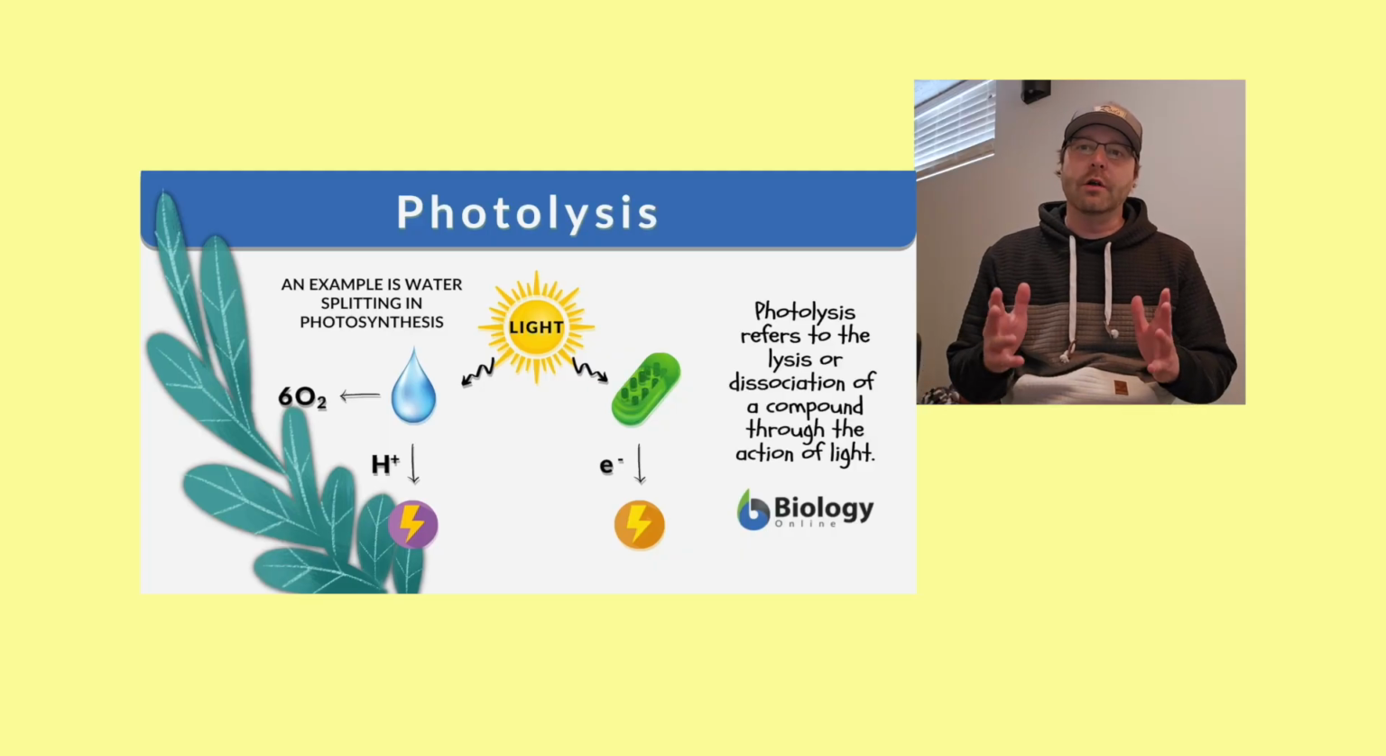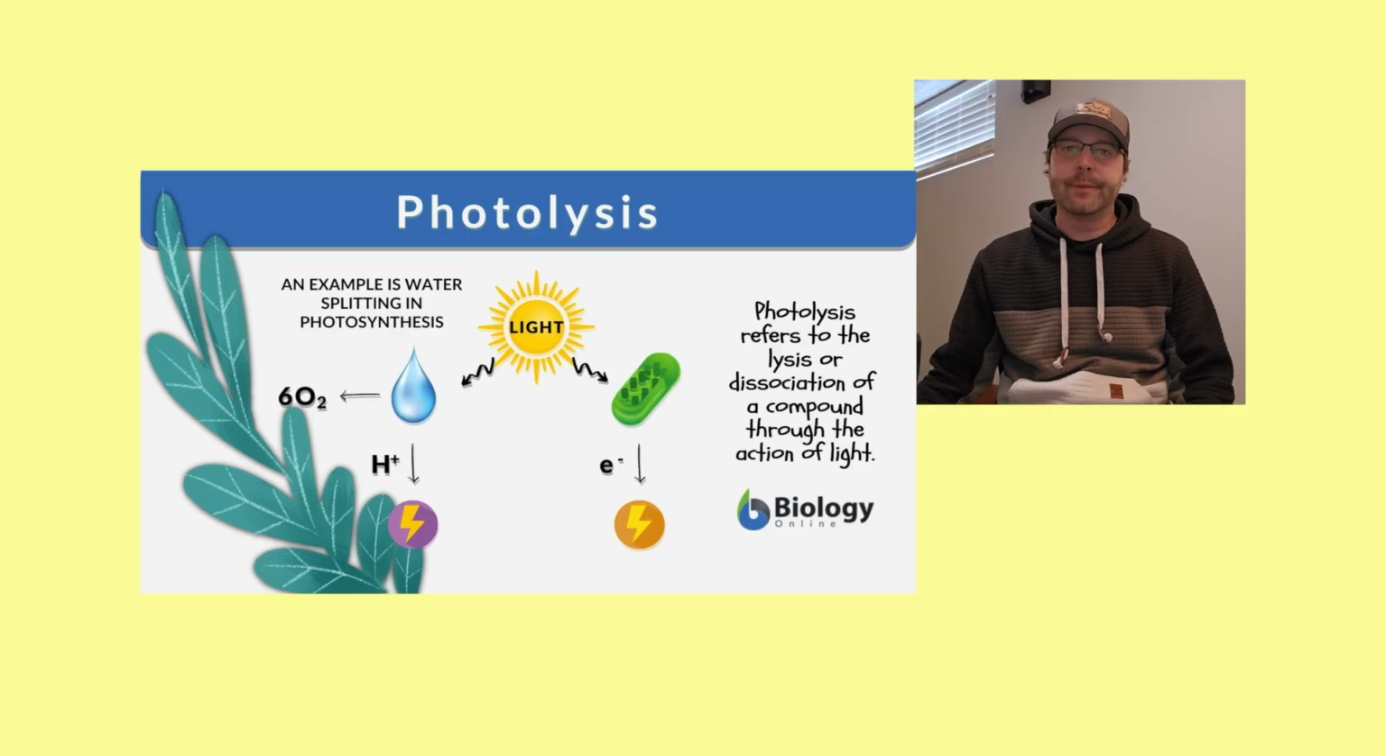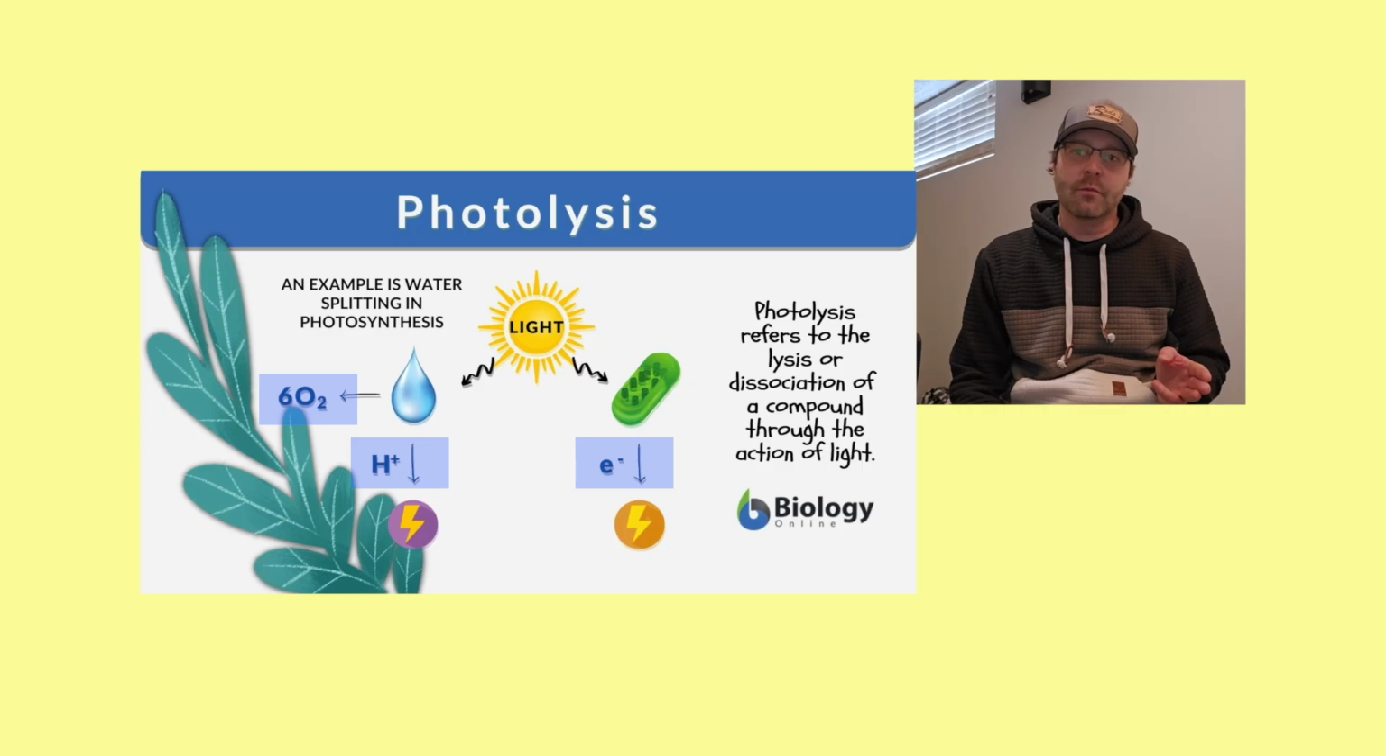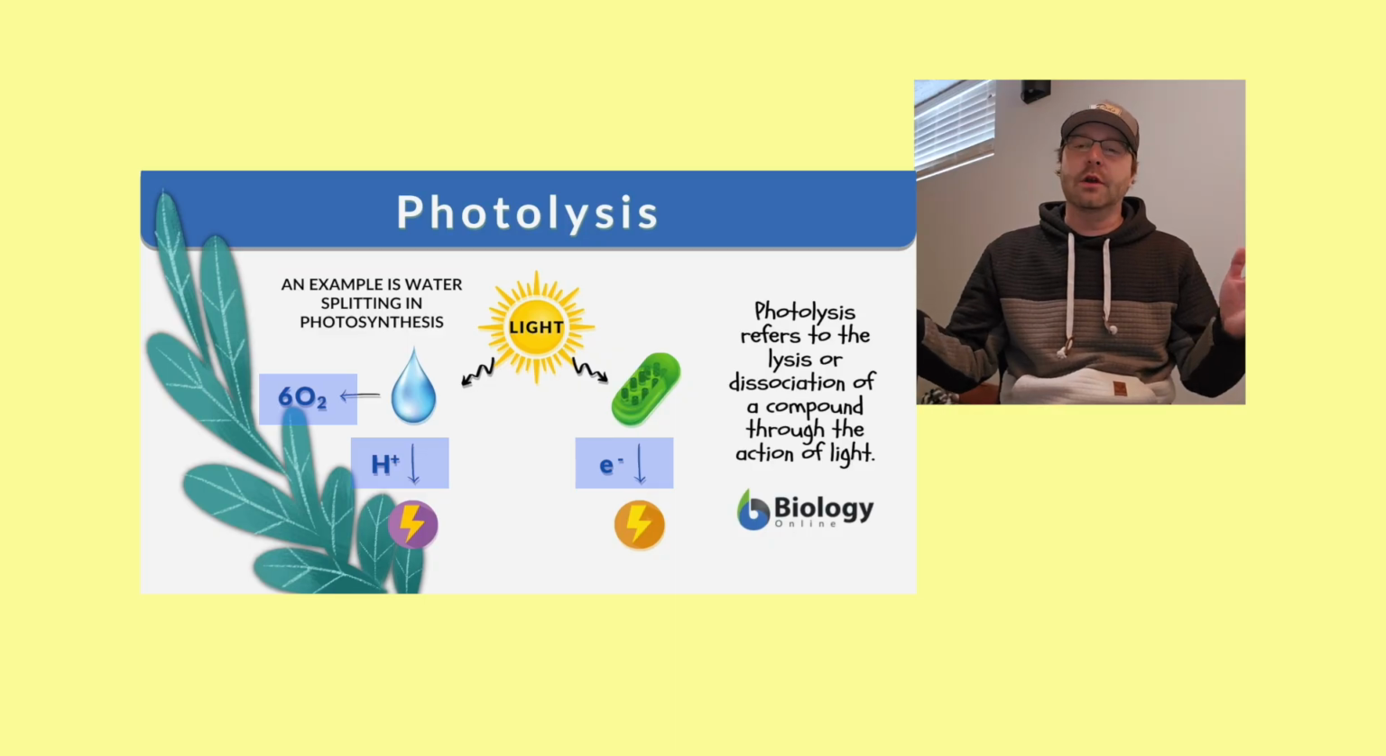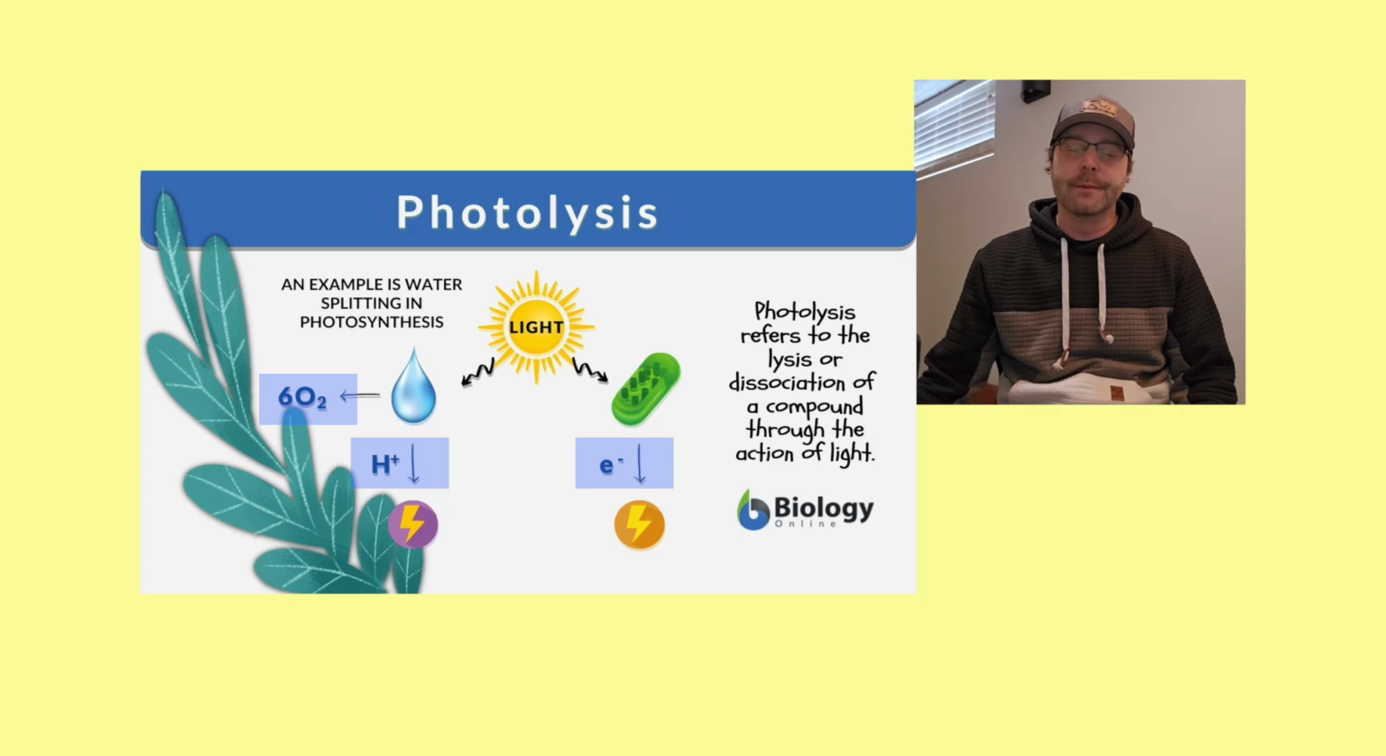So the next part of the process is the splitting of the water, which is called photolysis. So in this reaction, light energy splits water molecules into protons, electrons, and oxygen, which is released as a byproduct. And the splitting of water is the source of the oxygen that's released during photosynthesis, so the oxygen that we breathe. So the next step within the light-dependent reactions is the electron transport chain and proton gradient.